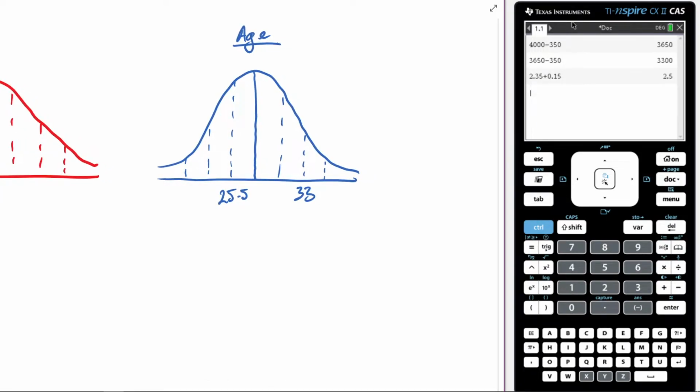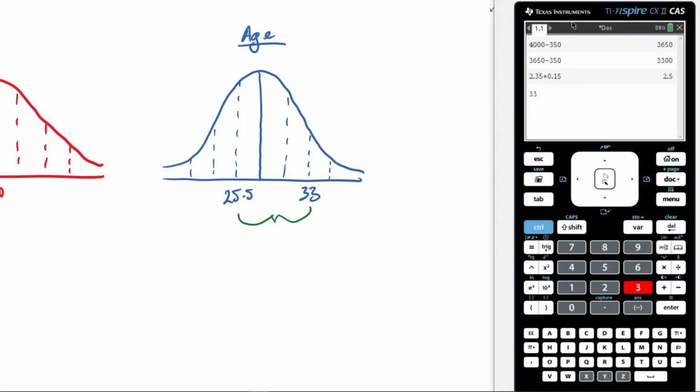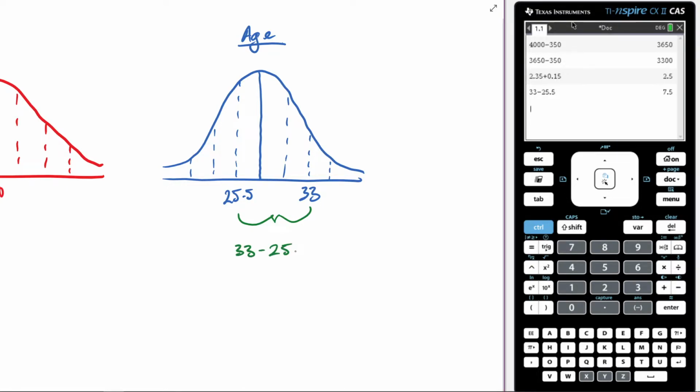Once I had done that, I looked at this for a bit, thinking, all right, what am I now going to do? And then I realized, well, I'm after the standard deviation. And I know that each of these bits, like the distance from here to here, are equal length. So all I need to do now is say, what's the distance between there and there? So I went 33 minus 25.5, and that was equal to 7.5.